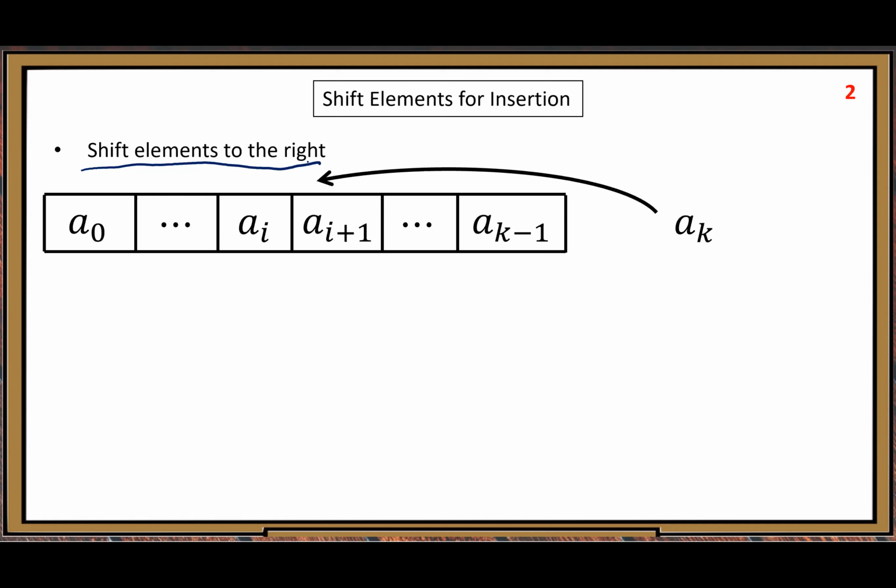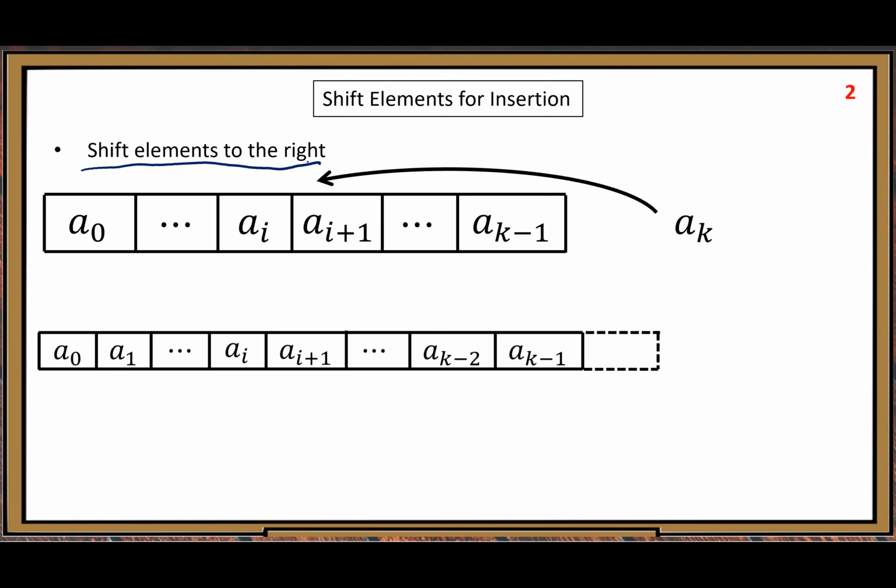Okay, so we need to do insertion. When we start, we have this picture, okay? Insert AK to the ordered array. But you need to find some room for AK, right? You need to allocate some location for this new element AK. But how do you find room for the new element AK? We use that shift operation, the shift to the right operation.